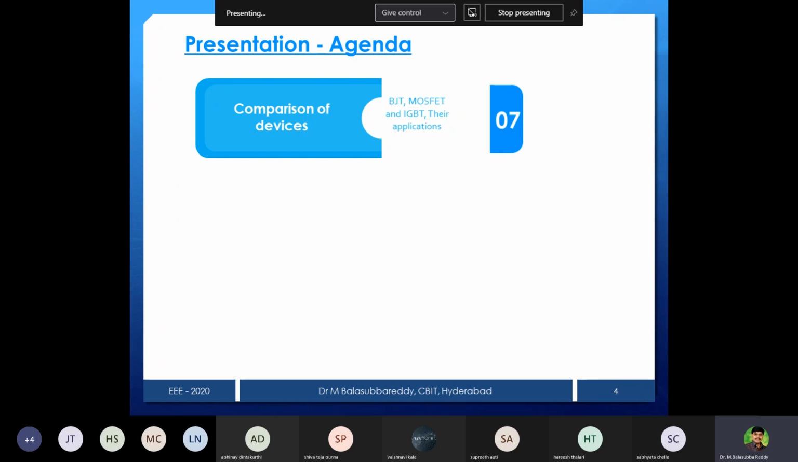Third unit is very simple: single phase controller and then three phase controller. At least we'll try to complete half of the syllabus of the third unit, so that half of the subject itself will be completed.